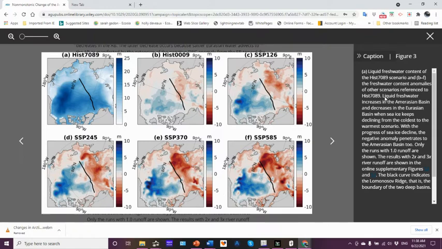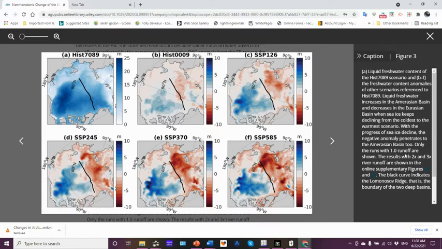As you see here in the caption, liquid freshwater increases in the Amerasian basin and decreases in the Eurasian basin when sea ice keeps declining from the coldest to the warmest scenario. With the progress of the sea ice decline, the negative anomaly penetrates to the Amerasian basin also.